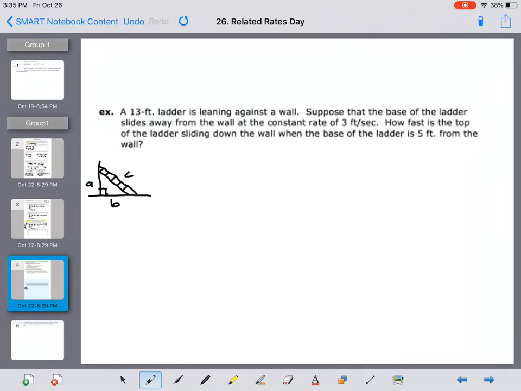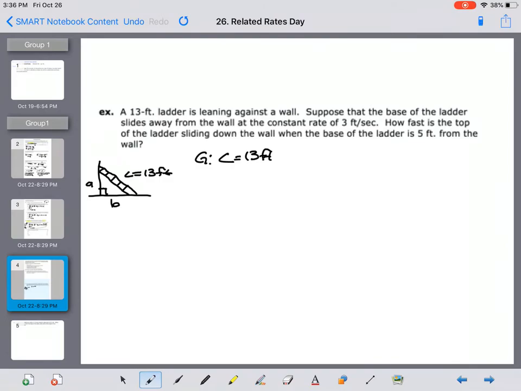That's important because when we start defining rates of change, we need those variables to know what we're talking about. So the first, I'm going to go back and read again. It says a 13-foot ladder is leaning against the wall. So I know right now that this C is 13 feet. Okay, so again, the givens, I know my C is 13 feet. So I'm going to write that on my page.